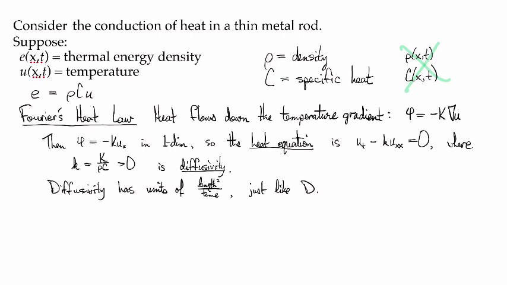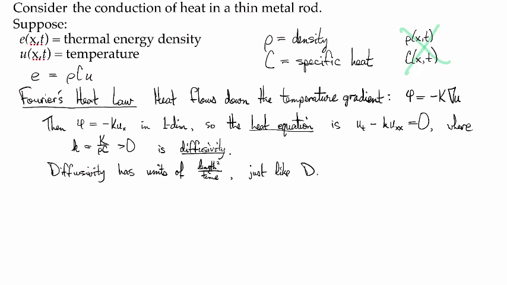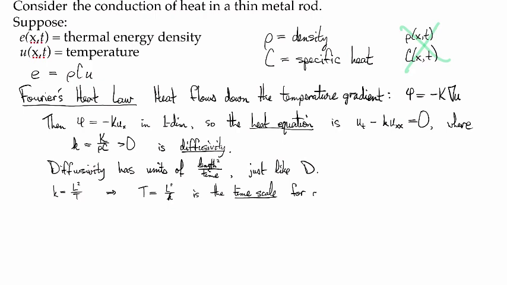Okay, and so if we look at k equal to L squared over T, then solving for time, we see that time is L squared over diffusivity. This is what's referred to as the time scale for a region of length L. And it describes how long it takes heat to propagate through a region of that size.